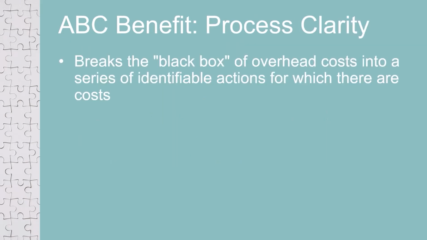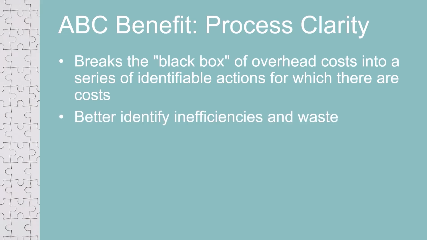ABC breaks the black box of overhead costs into a series of identifiable actions for which there are costs. This has many corollary benefits. Better identify efficiencies and waste. The process documentation of ABC goes hand in hand with process improvement methodologies like Lean Six Sigma. In Lean Six Sigma, each process must prove how much value it provides, especially to the customer. The linkage from one activity to the ultimate customer is clear and traceable from the ABC activity linkages.